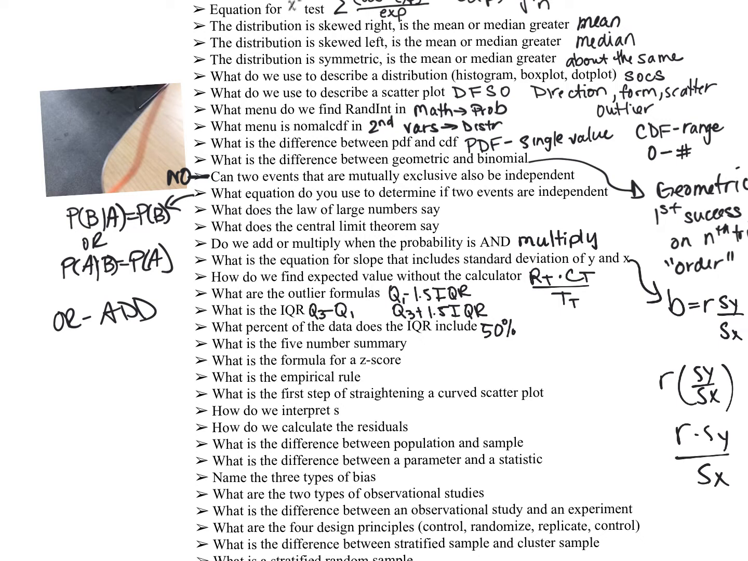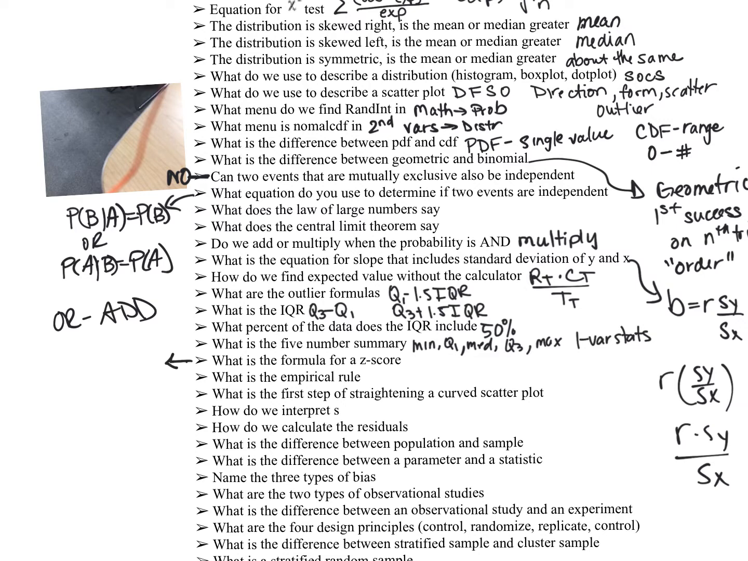What is the 5-number summary, and does your calculator calculate it for you? Yes, it does. Min, Q1, median, Q3, and max. And if you do 1-Var Stats, your calculator will give that to you.